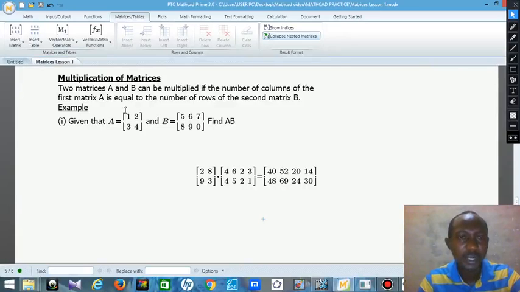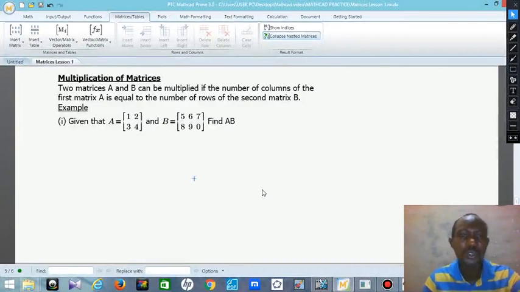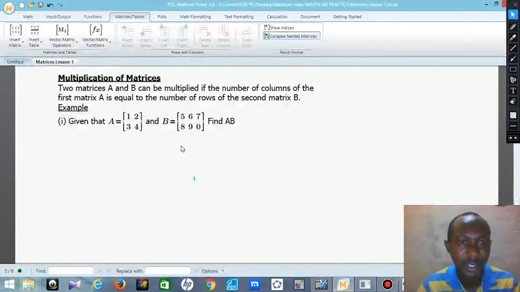So that's why we say for you to multiply 2 matrices, the number of columns of the first matrix must equal the number of rows of the second matrix. So take note of this. But how do you do this multiplication? You need to get the rules, which is very, very important.